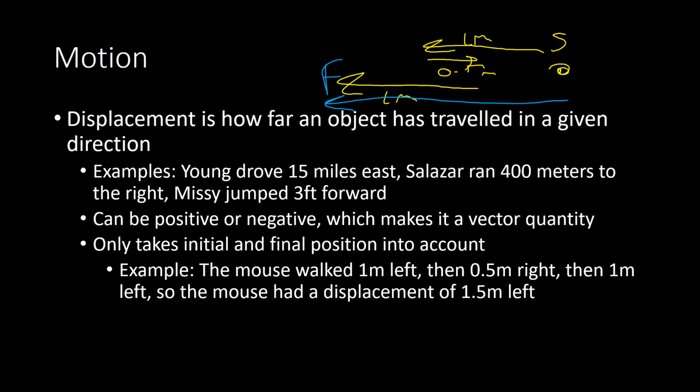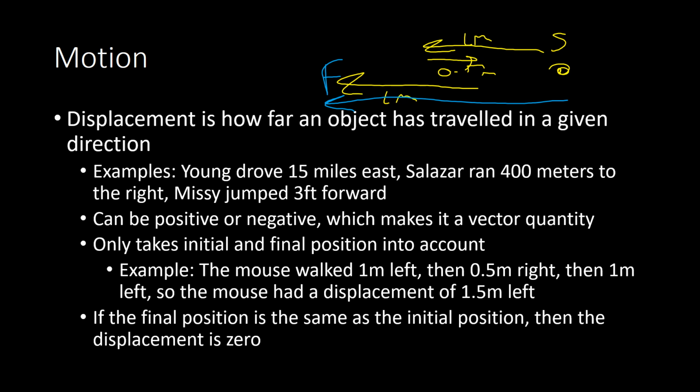Or you could think of it as the distance from start to finish is 1.5 if you don't take into account how you got there. So it wouldn't matter if that mouse walked around in 10 circles. It just looks at where did it start, where did it finish. If the start and finish are exactly the same position, then the displacement is 0.